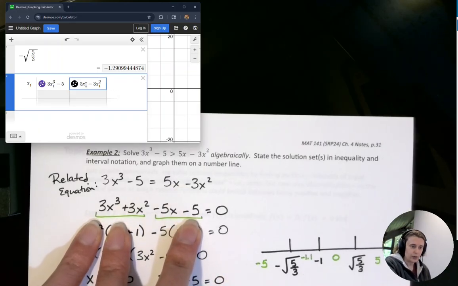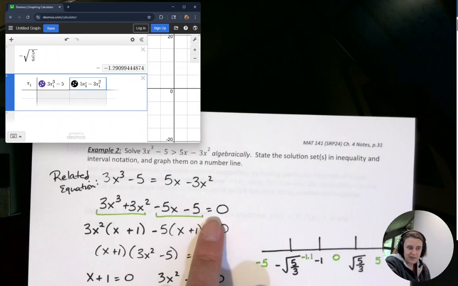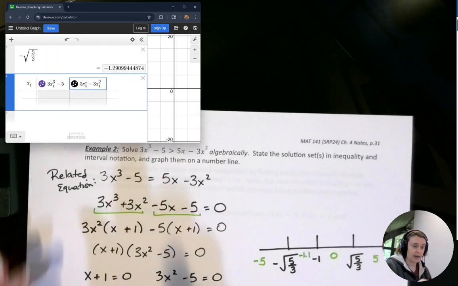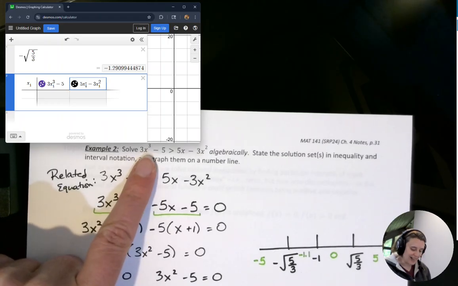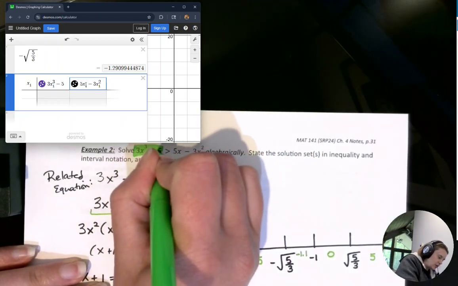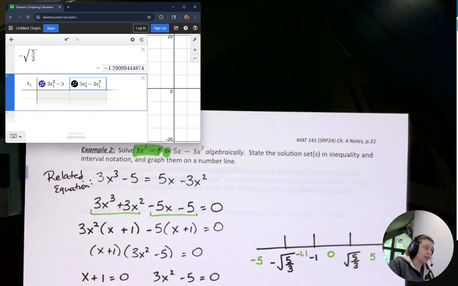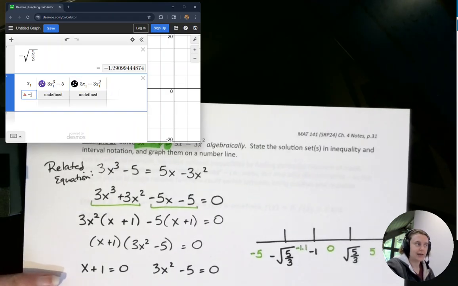I like to use the original instead because just in case I made a mistake on something when I was subtracting these values over, I don't have to compare to 0. I can compare the two sides just in the original. I want to keep in mind that I want the left side to be larger. So we're checking to see when that left side is larger than our right side. Let's plug in our test point values. We're going to plug in -5.